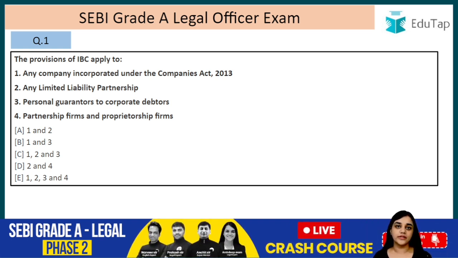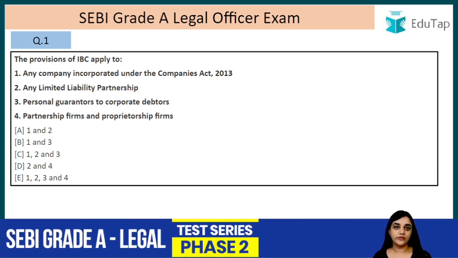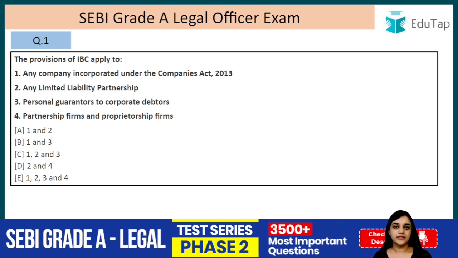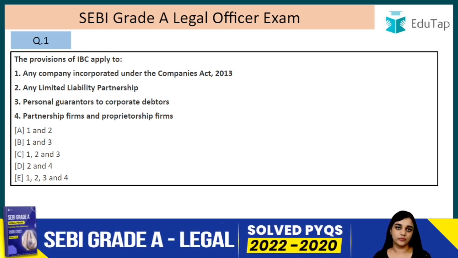So what is insolvency? Insolvency is the first stage. When your liabilities become more than your assets, then you are said to be insolvent, right? When your liabilities become more than your assets and you are unable to pay off your legal debts, then you are said to be insolvent. This is the first step.